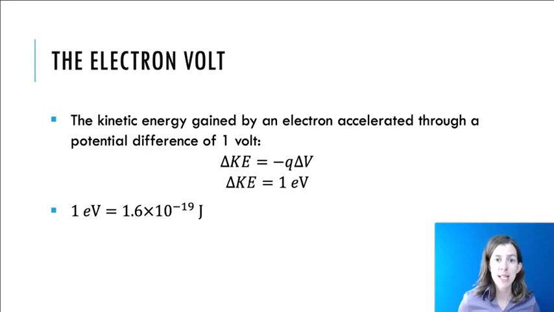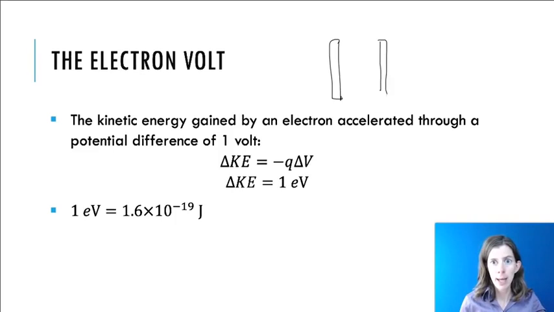The electron volt is the kinetic energy gained by an electron or a proton accelerated through a potential difference of 1 volt. So what we're saying is if we have a charge, and in this case we have an electron, doesn't matter what it is, let's say we have a negative here and a positive here, just so that our electron can move to the right. And let's assume that we have a 1 volt potential difference, so delta V is 1 volt. We can assume this is 0 volts for the negative plate on the left and 1 volt for the positive plate on the right.